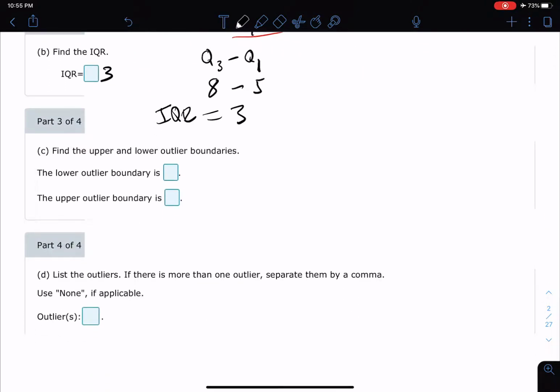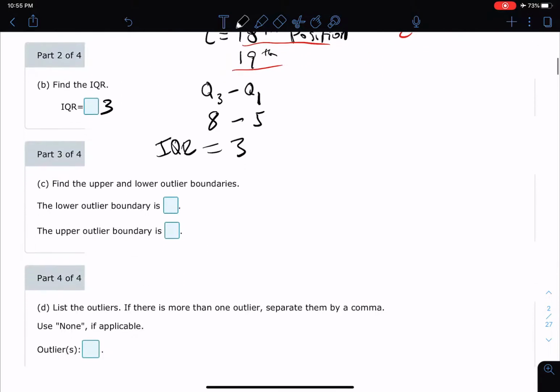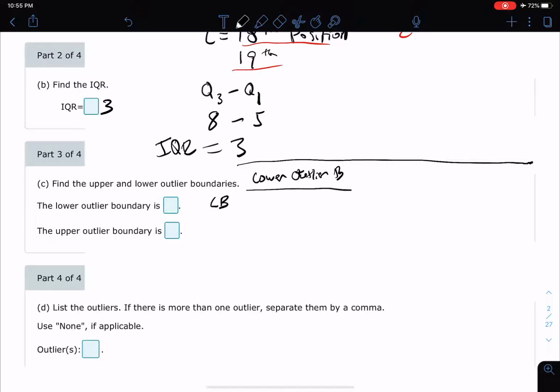Find the upper and lower outlier boundaries. Okay, so in order to do that, are we on the same problem here? Yeah. We want to know if there's any outliers here. So here we go. Whoops, I lost my pen. There we go. Okay, so let's call this the lower outlier boundary. If you could even read that. How do you find the lower boundary?